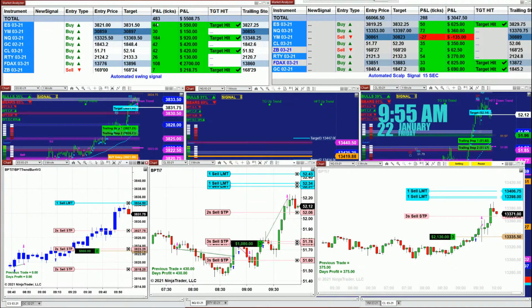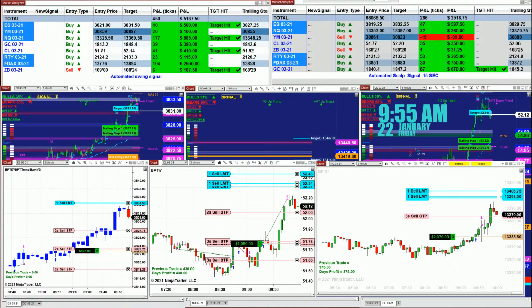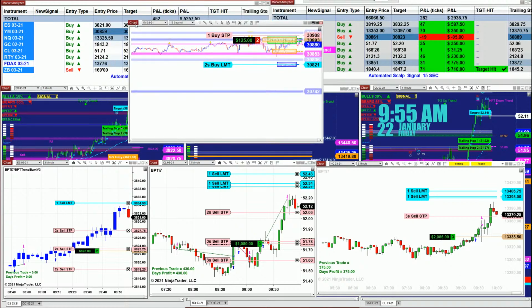On the market analyzer, the signal automated trade, we already hit above 500, and hopefully we will. It was a new signal on the scalper YM, and there we go. The scalper already signaled, the 15-second already hit.